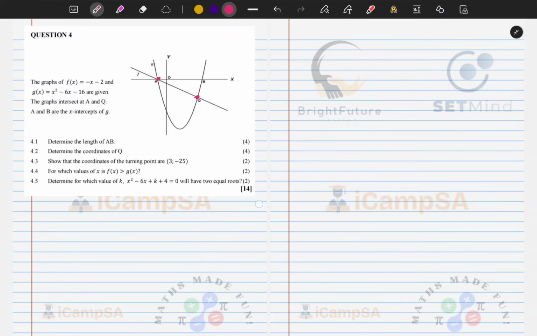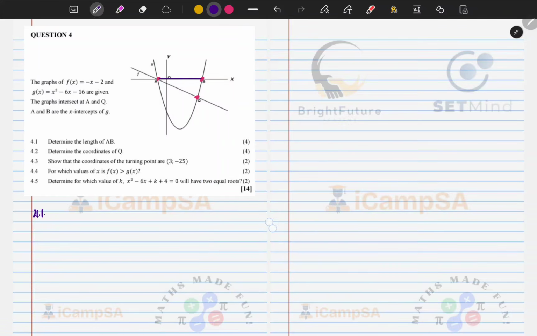A and B are the x-intercepts of g. So they've also confirmed that this is your x-intercept and this is your x-intercept. Right, so let's look at 4.1. In 4.1, they are telling us that we need to determine the length of AB. So what we need is this distance, the length from here to here.